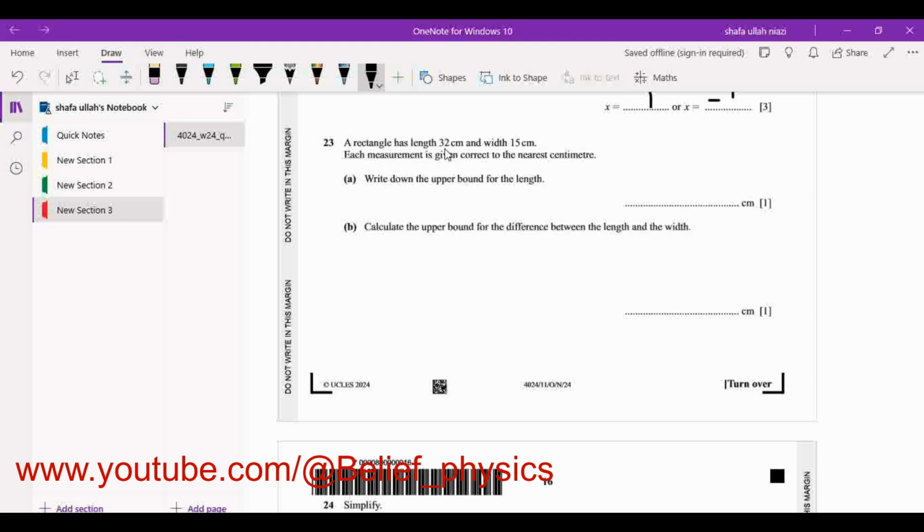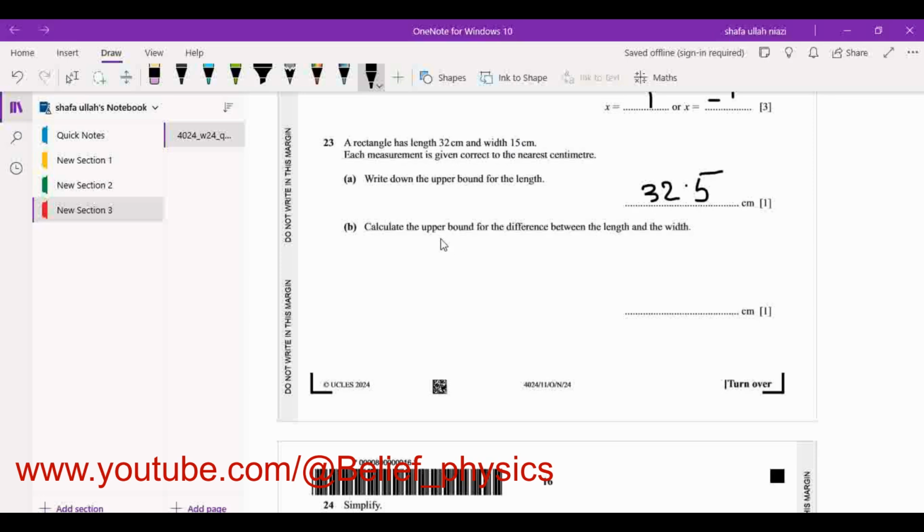So it means it can be 1 centimeter. So 1 centimeter, half of it is 0.5. So this can be 32.0 centimeter, 32 plus or minus 0.5 centimeter. So upper bound of the length is 32.5. Whatever is given is near centimeter, so half of 1 centimeter is 0.5. So we have to add or subtract 0.5 centimeter from the given measurement.